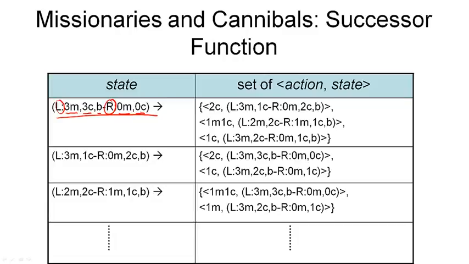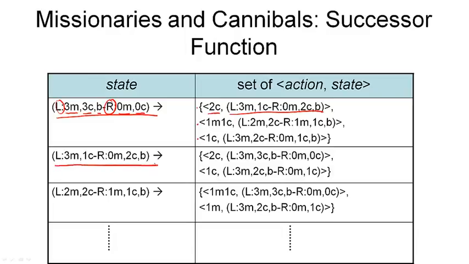This is mapped to 3 pairs. 1, 2, 3. Each of which consists of an action and another state. So let's look at the first one. In the first case, we ship 2 cannibals across the river. And this gives us on the left-hand side 3 missionaries, 1 cannibal, because we've shipped 2 cannibals across. On the right-hand side, 0 missionaries and 2 cannibals, plus the boat, which is also now on the right-hand side. Altogether, we see there are 3 different pairs here, because there are 3 applicable actions in the initial state.